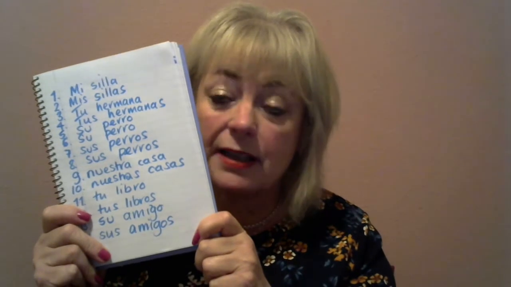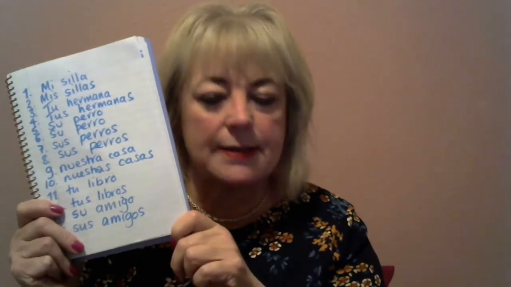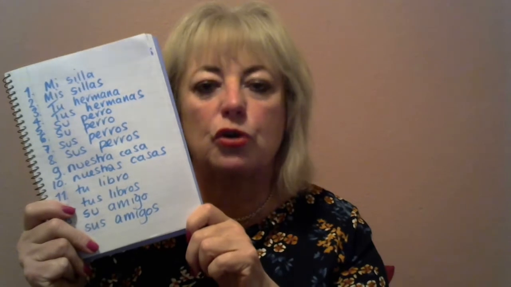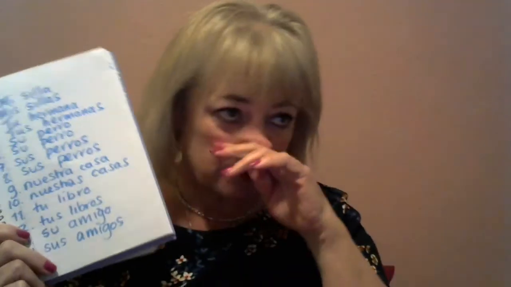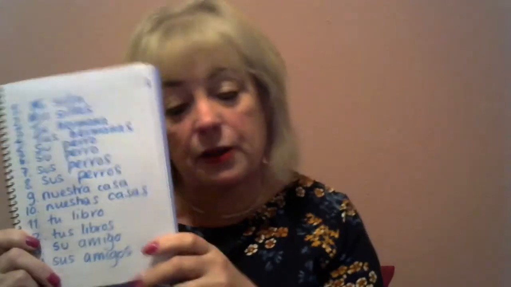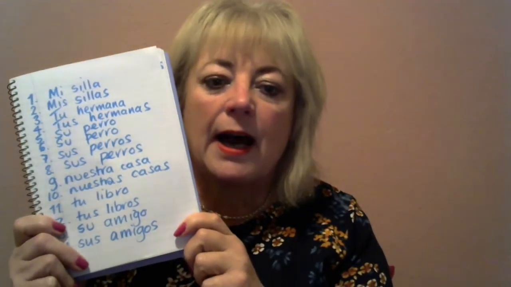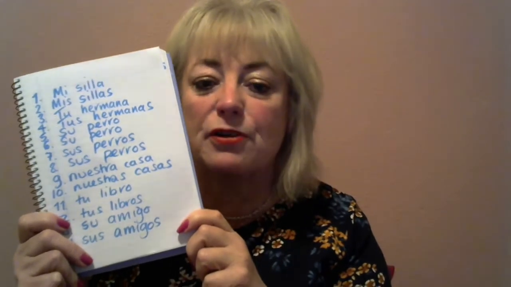Su perro and su perro, so his and her are exactly the same. So tricky because there is no difference between his or her in Spanish. So we would only know from the conversation, or we might have to clarify. Like if you were talking to someone, they just said, oh, es su perro, and you weren't clear who they were talking about, you might have to clarify that. And then they're the same with dogs, plural, sus perros and sus perros, his dogs and her dogs.